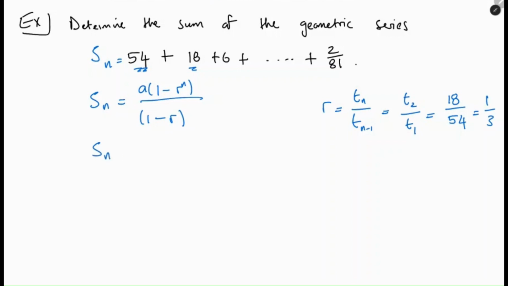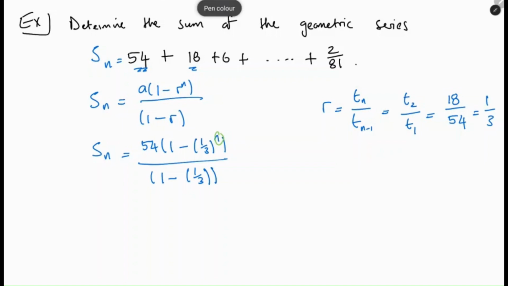Okay, so Sn, what we are looking for, is 54 multiplied by 1 minus R, which is 1 over 3, to the n, over 1 minus 1 over 3. The only thing we don't know yet is n. So we need to solve for n. But what do we know? We know that the nth term is 2 over 81. This is the nth term, because this is the sum to n terms.